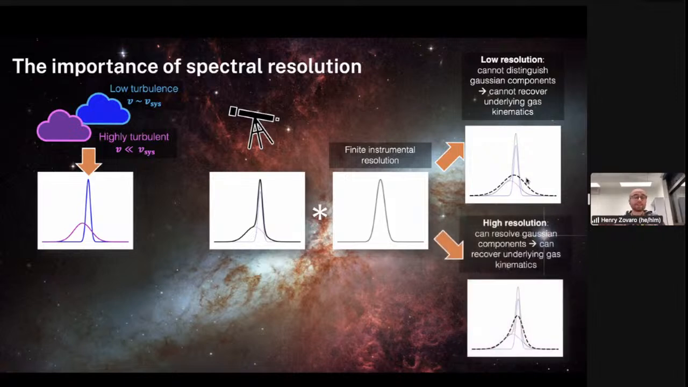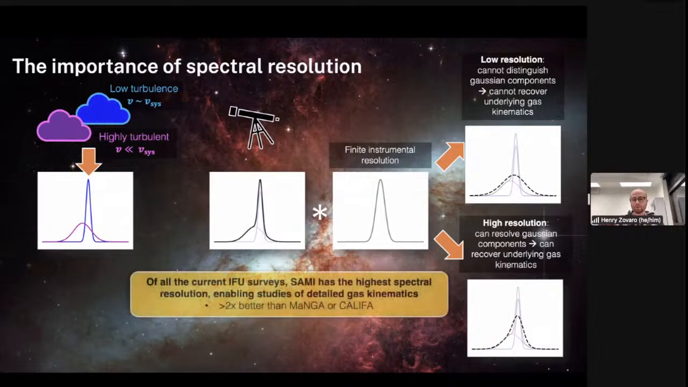However, if you spend a little bit more money or you design your spectrograph differently, you can achieve higher resolution, which means that you can start to resolve the asymmetric shape of the resulting emission line. And that means you can work backwards and disentangle these two separate underlying components and successfully recover the underlying gas kinematics. Of all of the current IFS surveys that are out there, SAMI has the highest spectral resolution, which enables us to study gas kinematics in a great amount of detail. In particular, the spectral resolution of SAMI is more than 2 times better than either MaNGA or CALIFA.